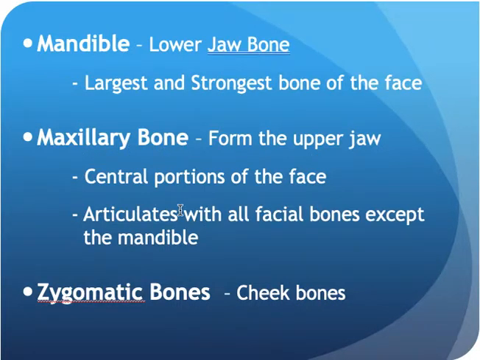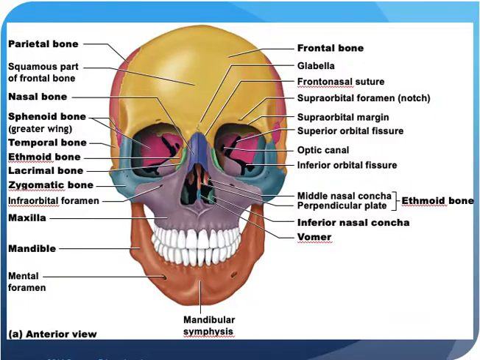So this is my central portion of the face. It articulates with all facial bones except the mandible. And then I have my zygomatic bones, and those are what we think of as our cheekbones. So we come back to this picture, and we find all those things. We find the mandible, we find the maxilla, and then we find our zygomatic bone, right?